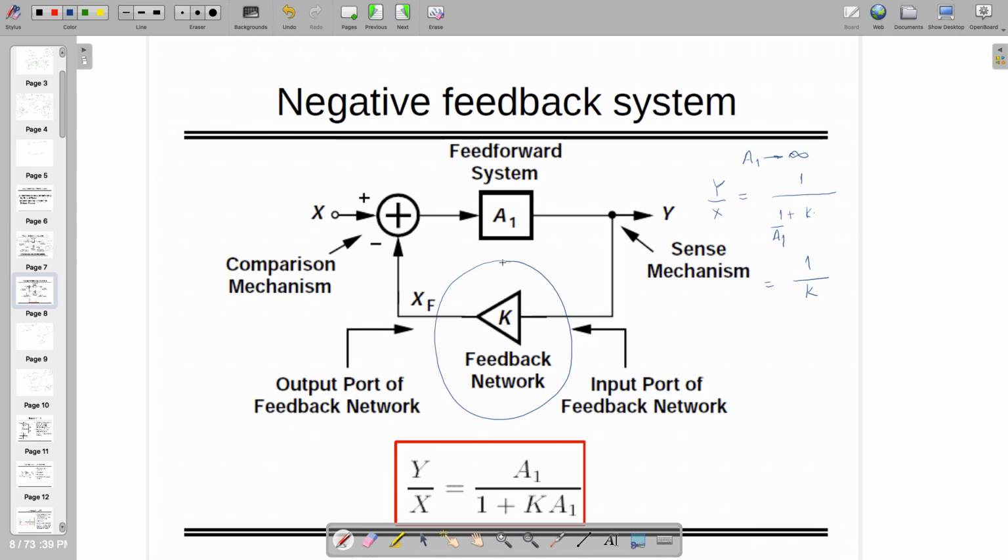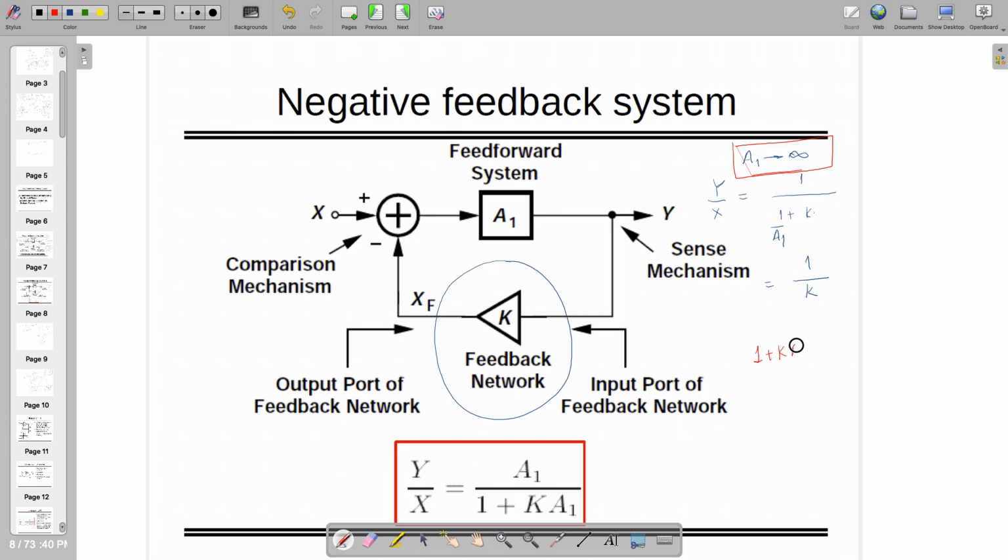And on top of that, we also agree that we are going to make the things in ratio. If you are keeping the things in ratio, it is most likely the case that there is no variation of temperature or no variation of process, or that can be tackled easily, right? So the take home conclusion is that the closed loop transfer function, if it is negative feedback, is only depending on the feedback network, not on the feed forward system. But the assumption is A1 tends to infinity.